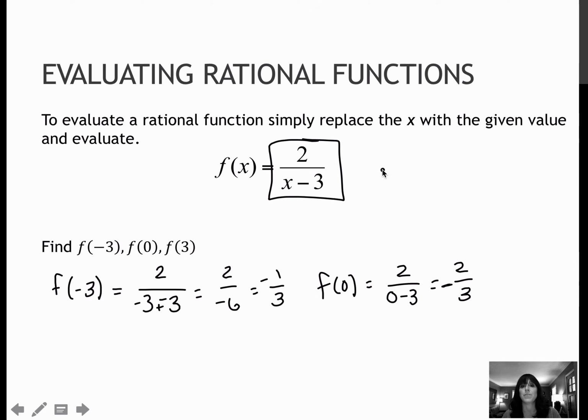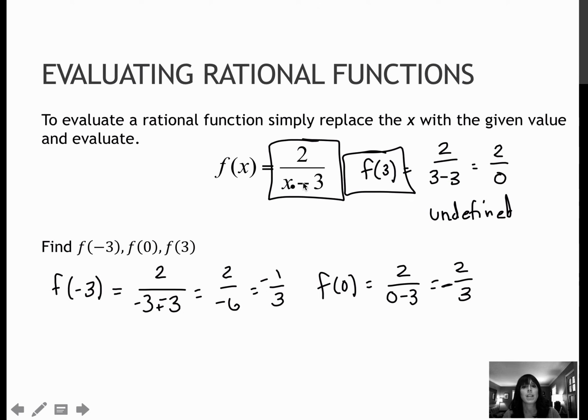This last one, f of 3, if I plug in 3, I end up with 2 over 0, and so that's undefined. So we would not want to use a value of 3 because that would leave my denominator undefined.